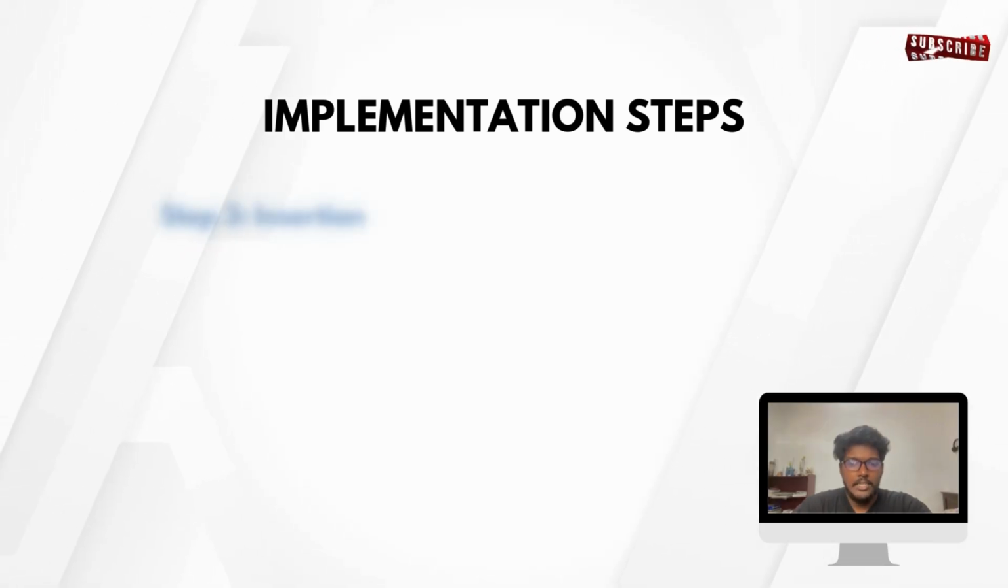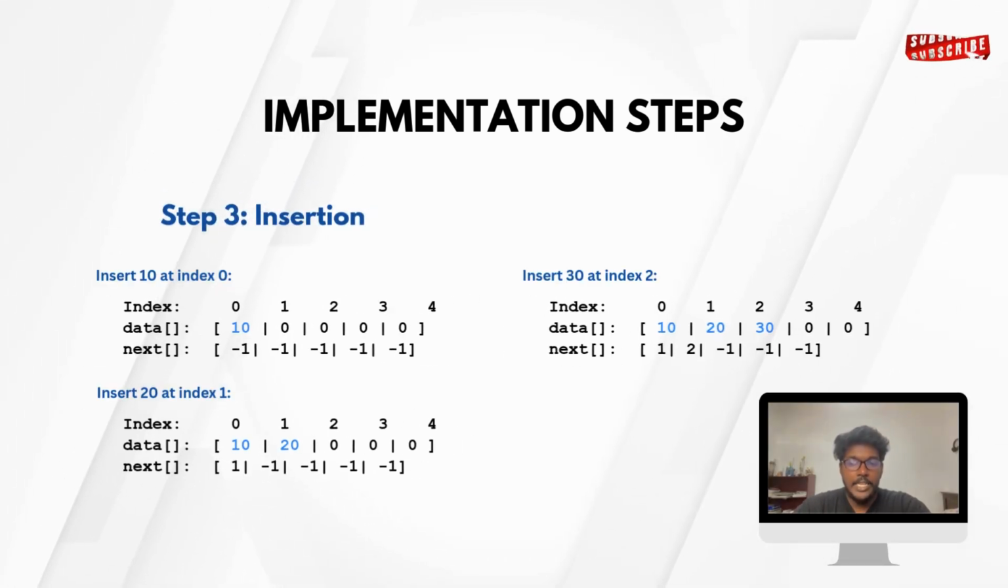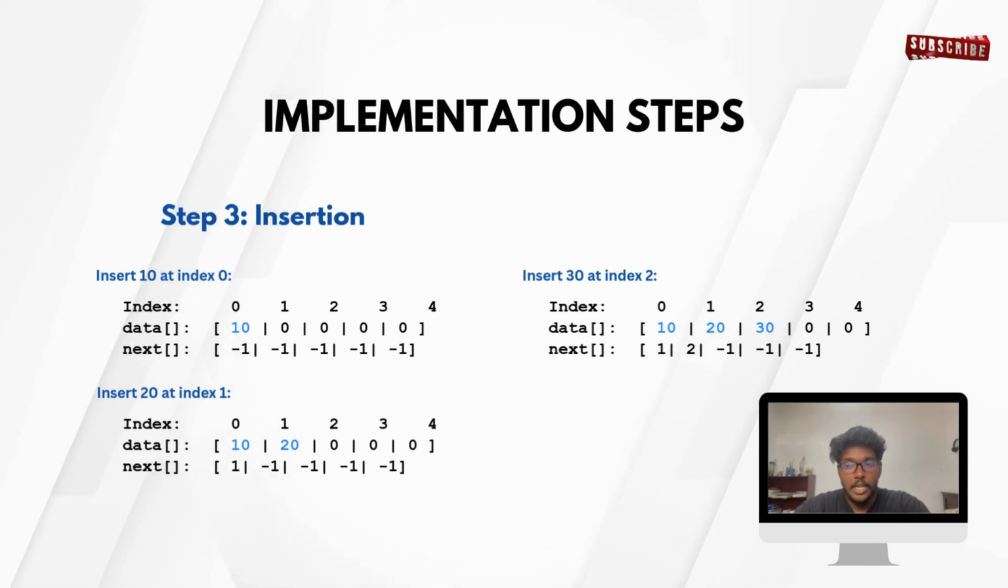Now, let's insert some elements. We add 10 at index 0, 20 at index 1, and 30 at index 2. After each insertion, we update the next pointers to link the nodes. For example, after inserting 20, the next pointer at index 0 is updated to 1, indicating that 10 points to 20.